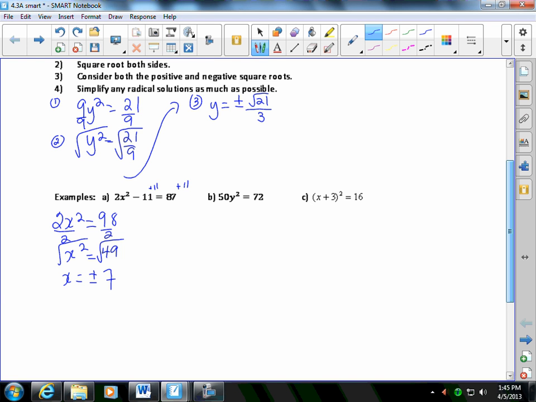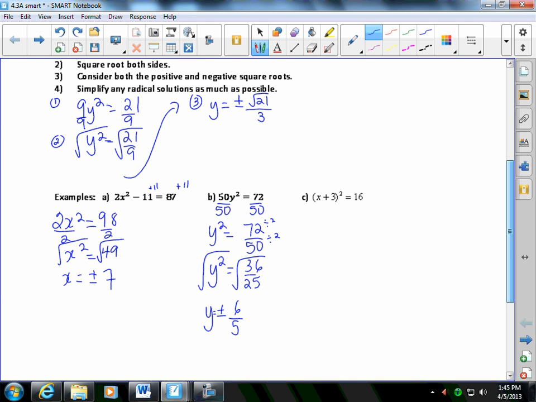B, 50y squared is equal to 72. So I don't have anything to add or subtract, but I need to get rid of that 50. So I have y squared is equal to 72 over 50. Now they don't divide evenly, but they do reduce. If I divide both the top and the bottom by 2, I have 36 over 25. So now I can square root. So y is equal to plus or minus. Square root of 36 is 6. Square root of 25 is 5. So plus or minus 6 over 5.